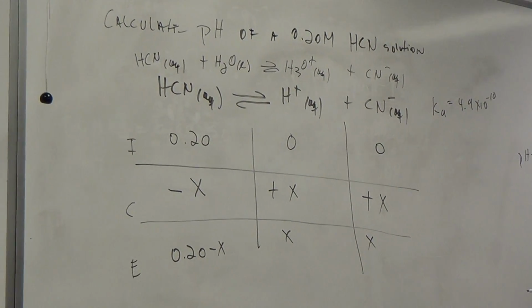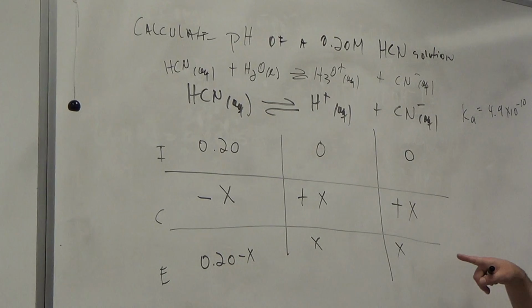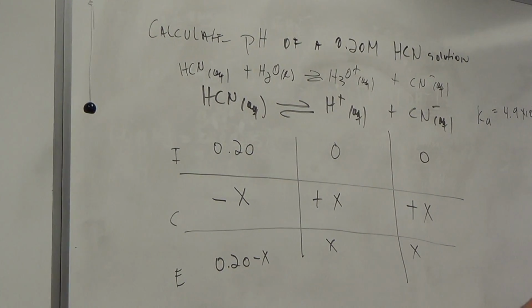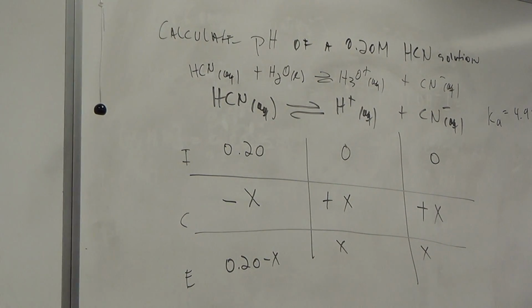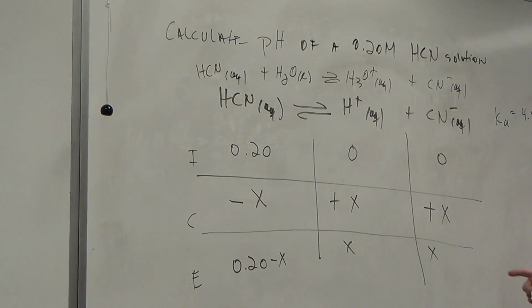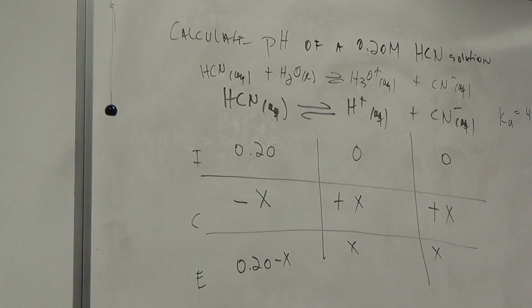What are we going to do next? I need the concentration of H plus, yes? I need a way to find this X. What is that X? 0.20. How do we find this X? We're going to plug it into this equation and solve for X, yes?